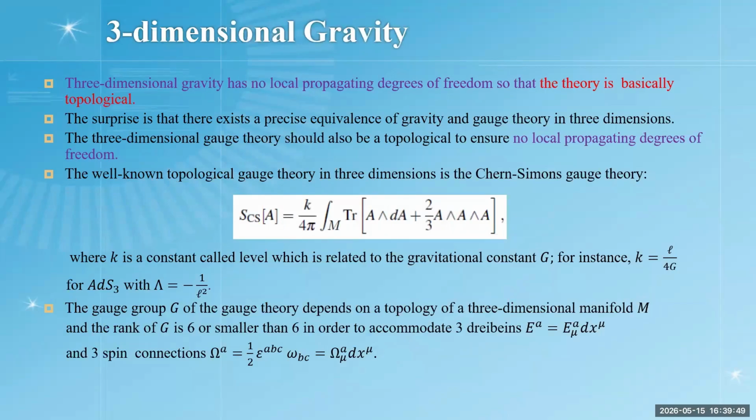so as I just mentioned, 3-dimensional gravity has no local propagating degrees of freedom. So the theory is basically topological. And the surprise is that there exists a precise equivalence between gravity and gauge theory in 3 dimensions. And 3-dimensional gravity should also be topological, right? Because there are no local propagating degrees of freedom. Then what is the corresponding gauge theory of 3-dimensional gravity? Well, there is a well-known topological gauge theory in 3 dimensions, that is Chern-Simons gauge theory.